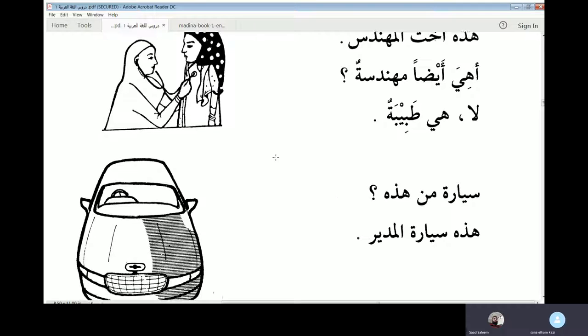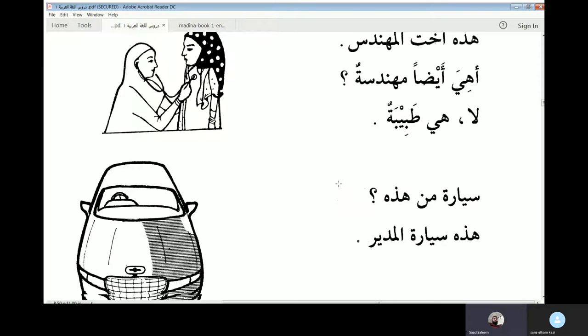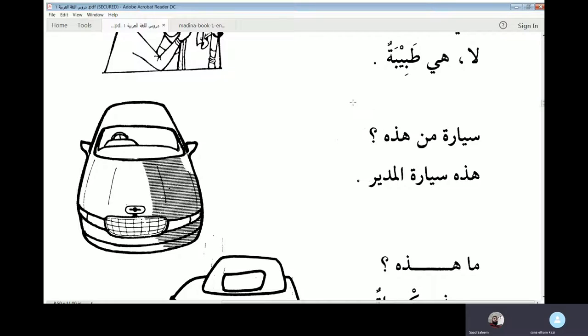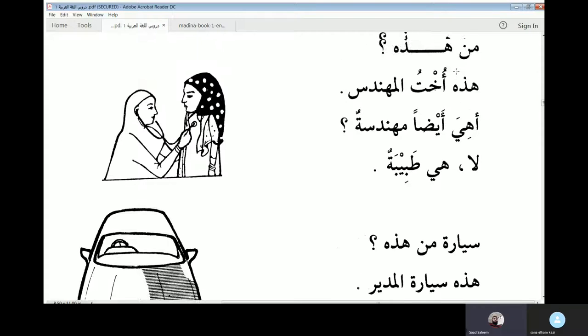Why is there a double fatha in aydan? You have not learned anything about this vowel yet, so you can ignore it at the moment. Just remember that we are used to fatha with aydan. And muhandisun or muhandisatu? Muhandisatu, because it's female. It is not mudaf ilayh. But in ukhtu al-muhandisi, here we have mudaf and mudaf ilayh. Ukhtu is mudaf and muhandis is mudaf ilayh.